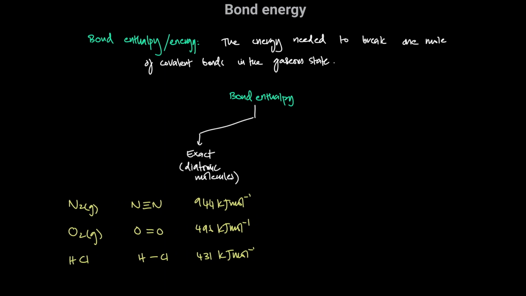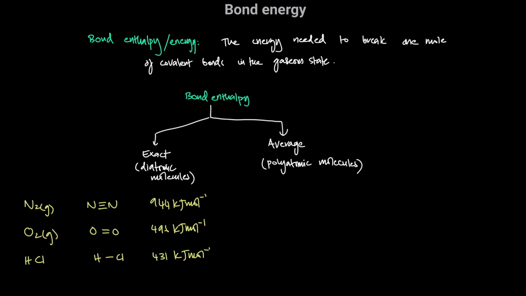Now the bond energies that we use for polyatomic molecules are known as average bond enthalpies, and they're for polyatomic molecules. So these are non-exact values.